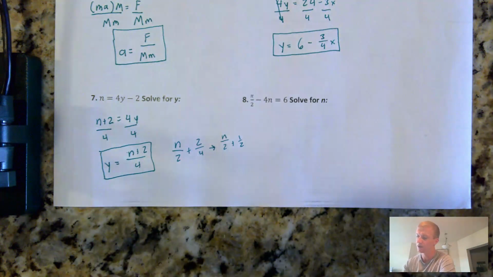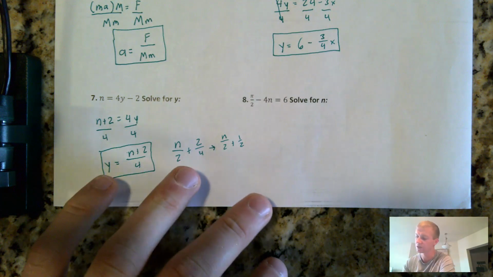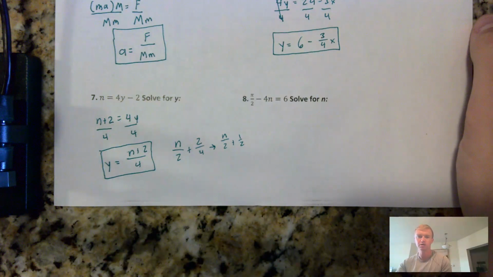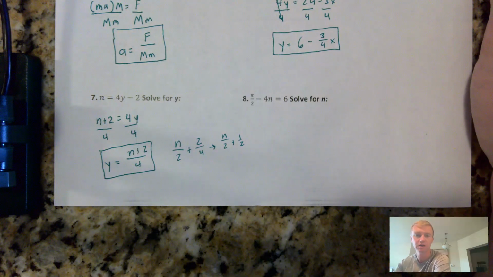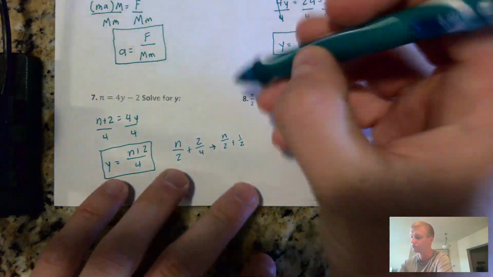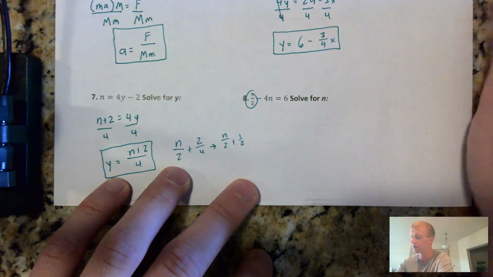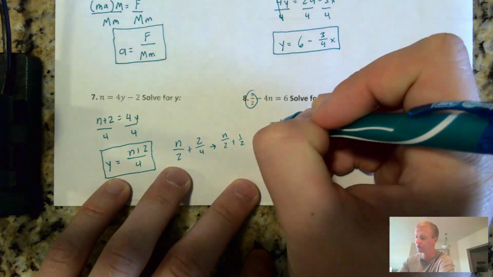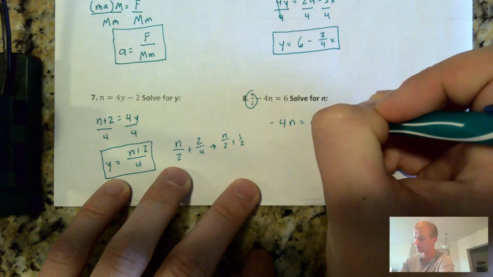All right, and then the last one, we got number 8. It says pi over 2 minus 4n is equal to 6. We've got to solve for the value of n. What I recommend in this case is starting off easy. You've got that positive pi over 2. Remember, fractions are a friend here. We're just going to take that pi over 2 and move it on over. I'm going to get negative 4n is equal to 6 minus pi over 2.